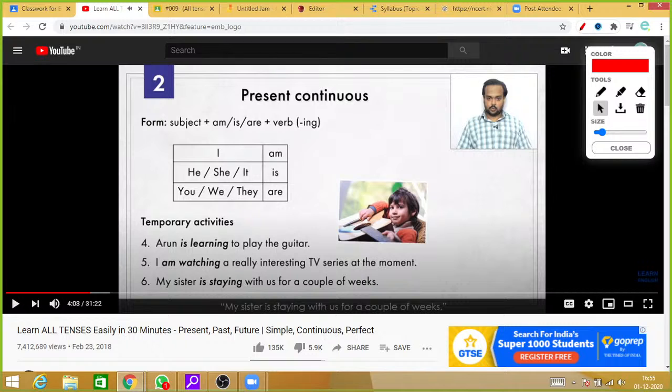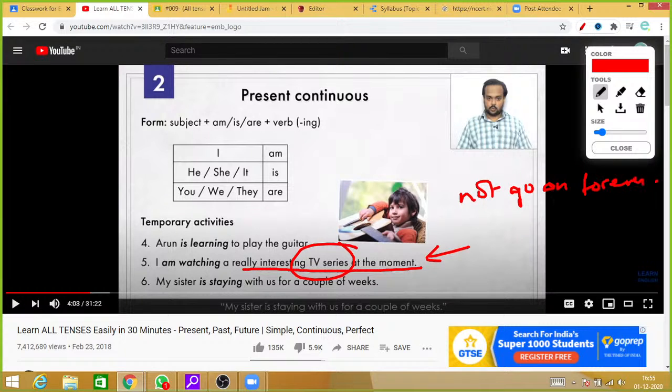So now, why are these temporary? What does temporary mean? Something which is going to end after a little while. Okay, so that is what is temporary. Now, I am watching a really interesting TV series at the moment because this TV series will not go on forever. So it is a temporary activity, but it is something that I am doing in the moment, in the present. So it becomes a present continuous.